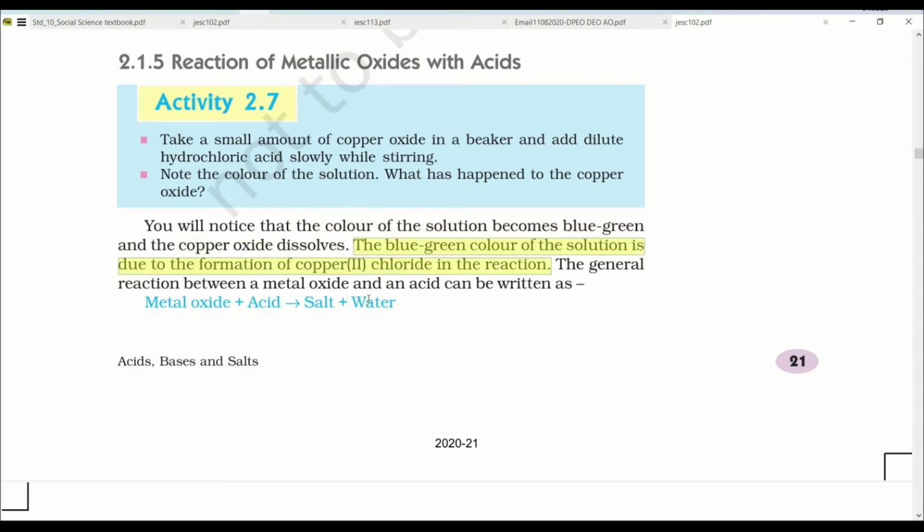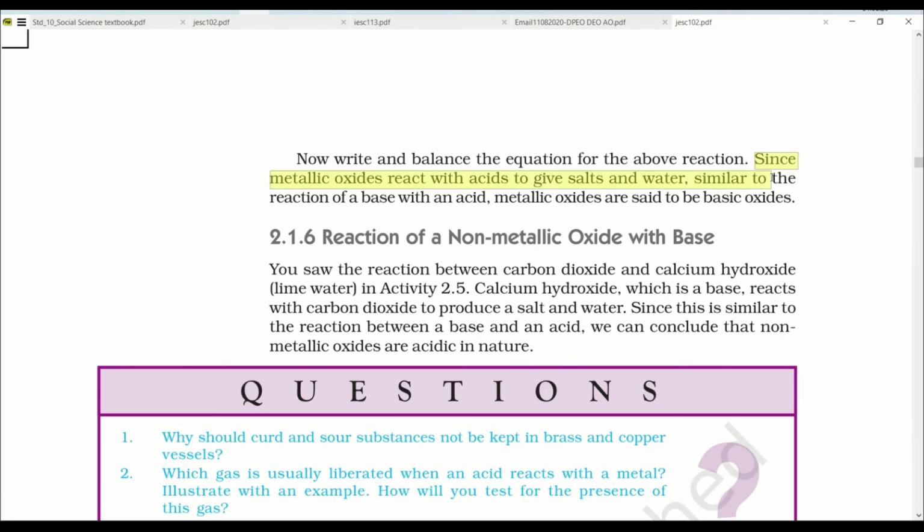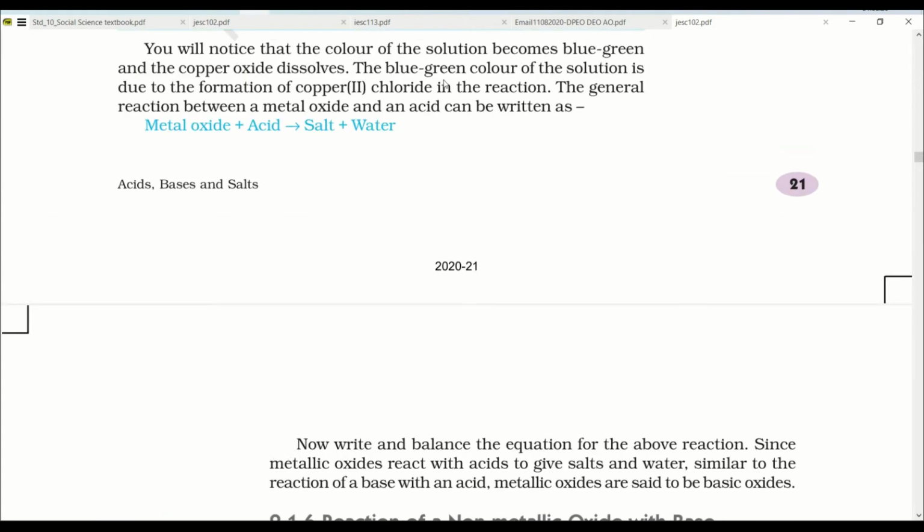The reaction between metal oxide and acid can be written as: metal oxide on reacting with acid gives salt and water. Since metallic oxides react with acid to give salt and water, similar to the reaction of base with acid, the metallic oxides are said to be basic oxides. So whatever we obtain in this reaction is called basic oxide.